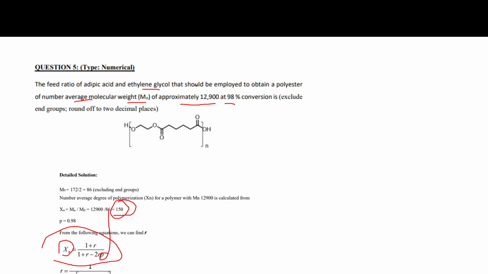It may be given as the number average molecular weight or the weight average molecular weight. So from there you can easily calculate the reactivity ratio, or the percentage of conversion. Or if the reactivity ratio or percentage of conversion is given, we can calculate the degree of polymerization, and if we can calculate the degree of polymerization, we can calculate the molecular weight, from this Carothers equation.